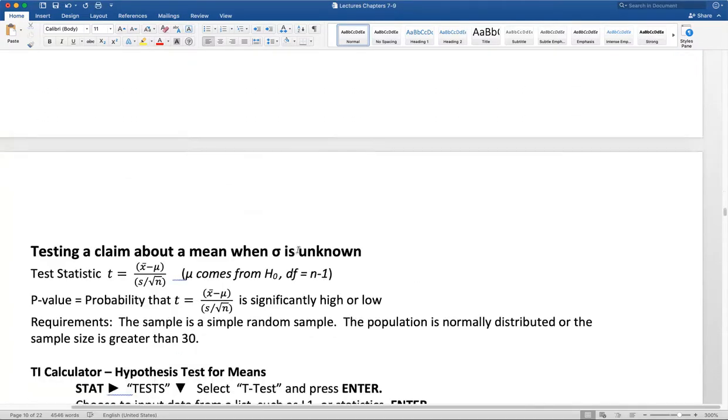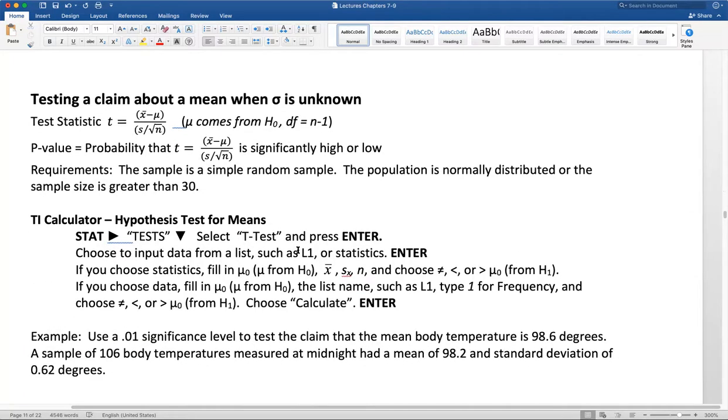Now we move on to testing a claim about a mean when sigma is unknown. Since sigma is unknown, we cannot use the standard normal distribution. Instead of that, we use the t distribution. This is the formula for finding the test statistic. The p-value is the probability of that t-value. The requirements are that the sample is a simple random sample, and that the population is normally distributed or the sample size is greater than 30.